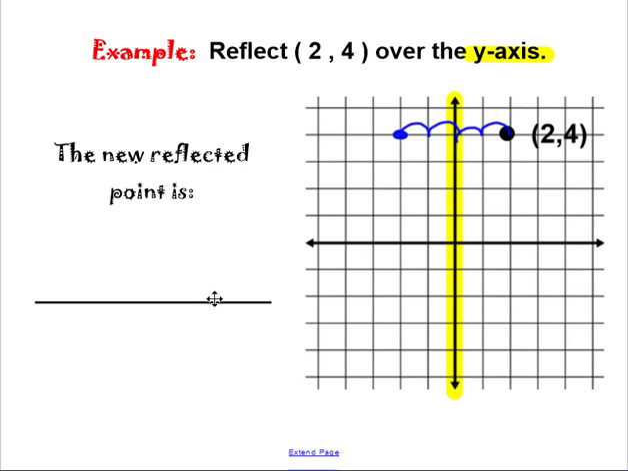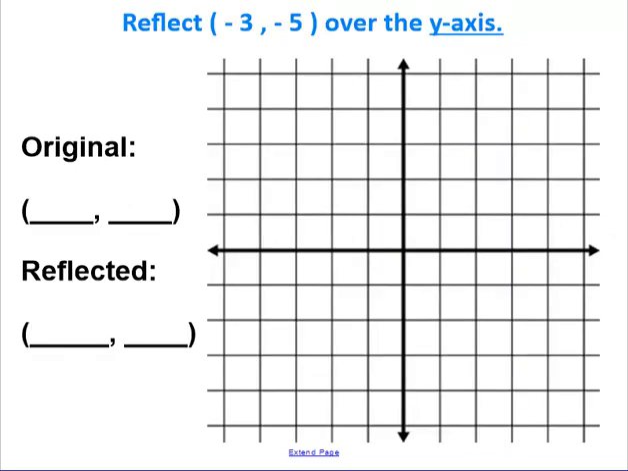Put your point. What is that new coordinate? Well, that's negative 2, up 4. So negative 2, 4. And that's your answer. Okay? Let's do some practice problems here and pay attention to what axis they're asking you to reflect over.